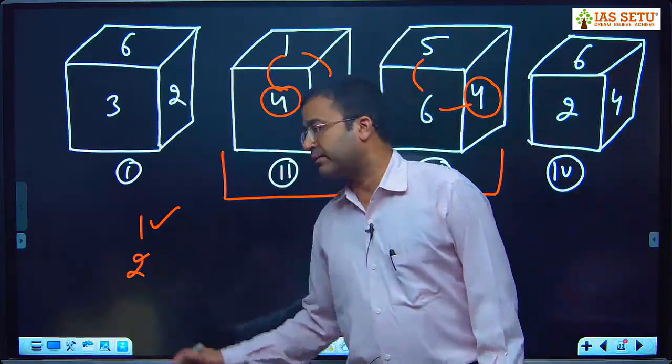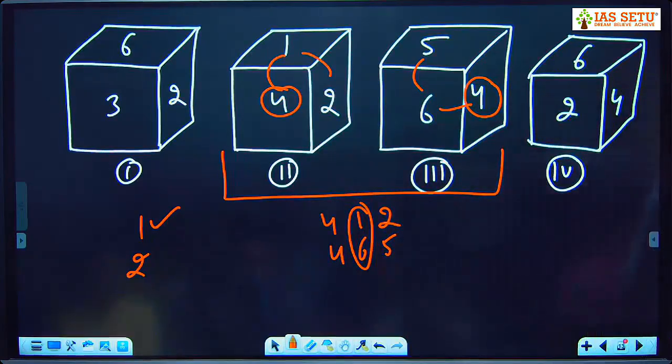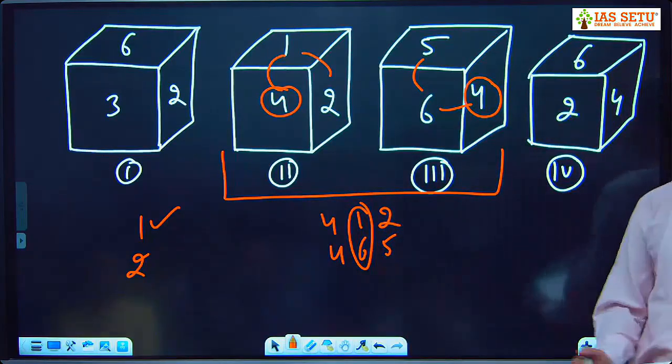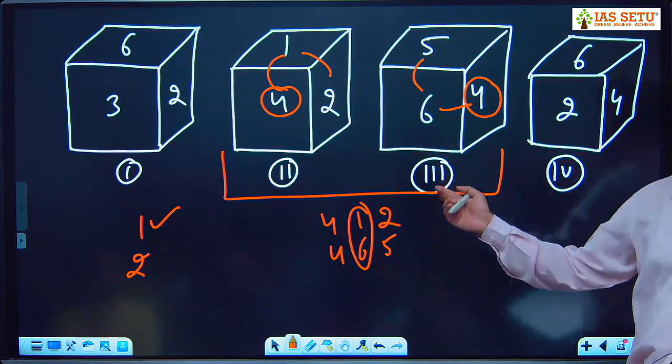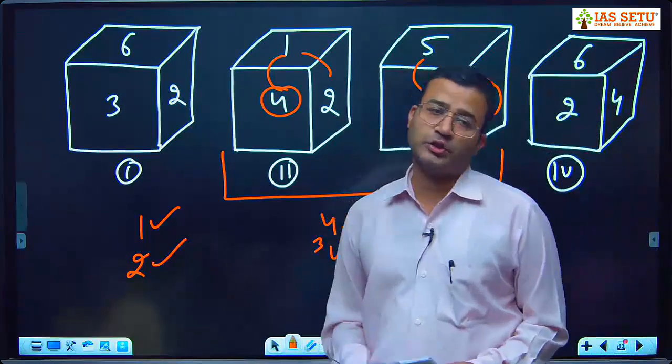Then the second statement: figures 2 and 3 are sufficient to know which face is opposite of face number 4. So can we find opposite of 4 here? Yes. Opposite of 4 is 3. The second statement is also correct.